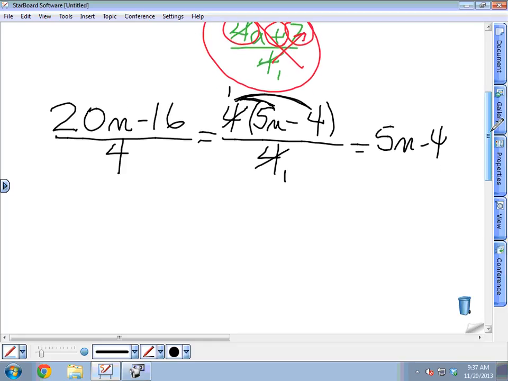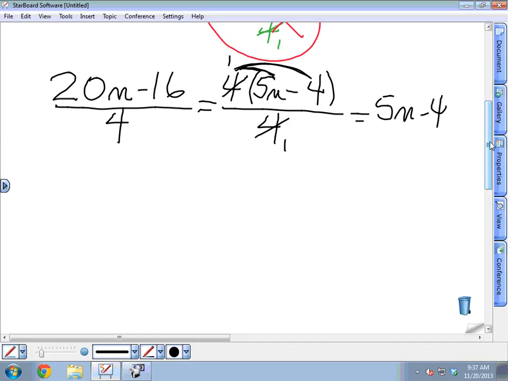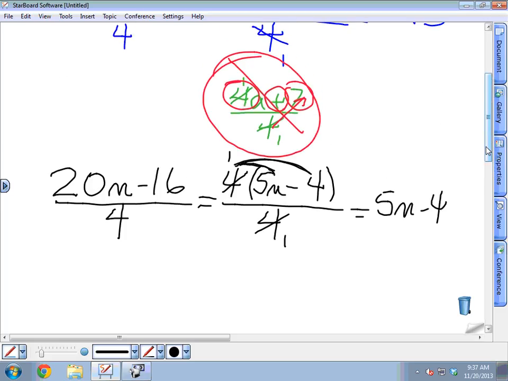Wait, I have a question. How do you do the one you said you can't do? If you can't cancel, then it's simplified as far as you can go. So for this fraction up here, 4a plus 7 over 4, that is as simple as it can be.